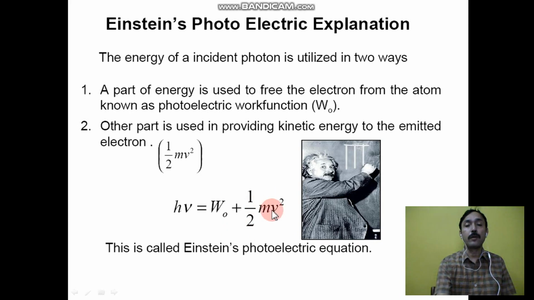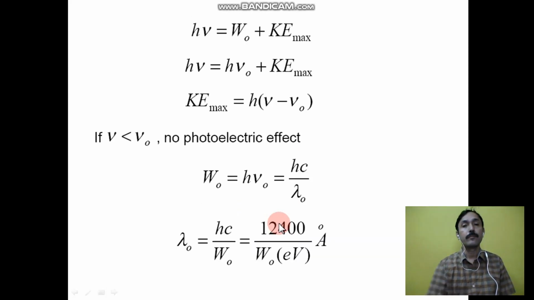Here half mv square, v will be maximum. So h nu is equal to W naught plus half mv square max. So we can write h nu is equal to W naught plus kinetic energy max. So h nu is equal to h nu naught, the minimum frequency of light required so that the electrons just leave the metal surface. So this W naught we are representing as h nu naught, plus kinetic energy max. So maximum kinetic energy is equal to h times (nu minus nu naught).